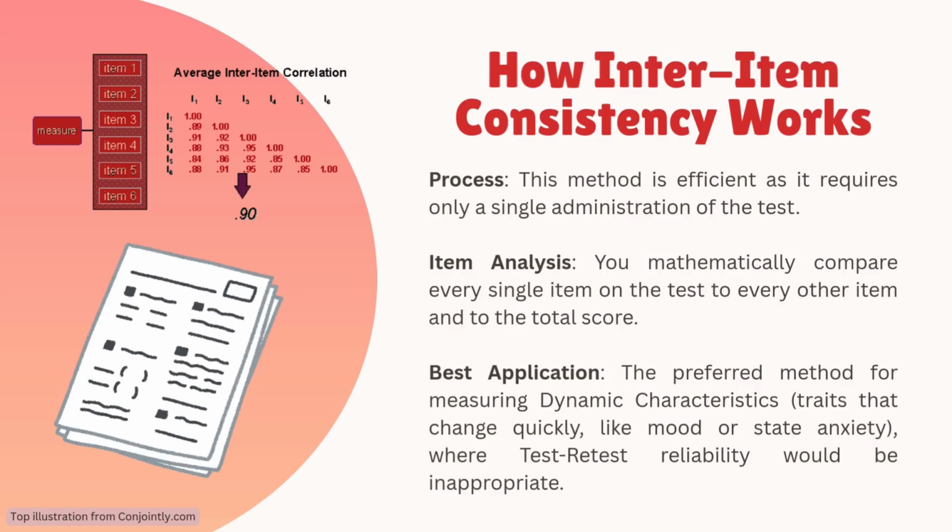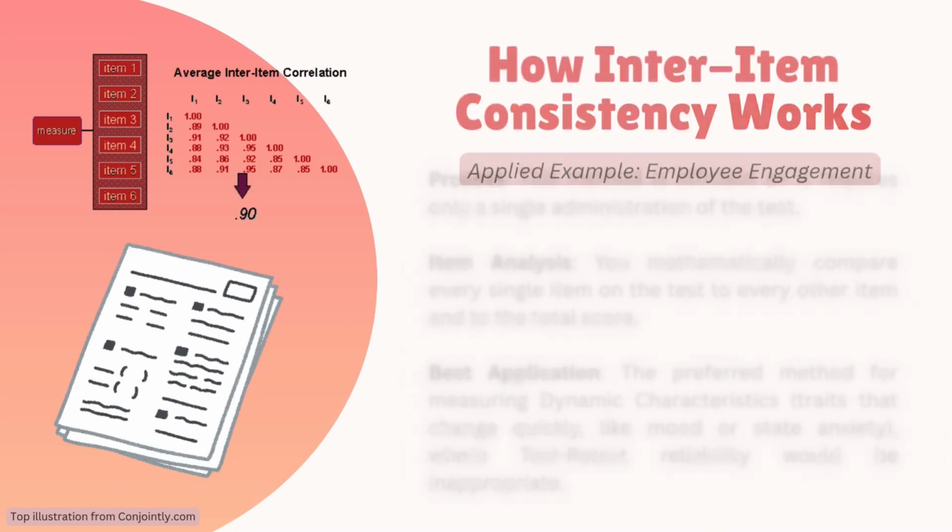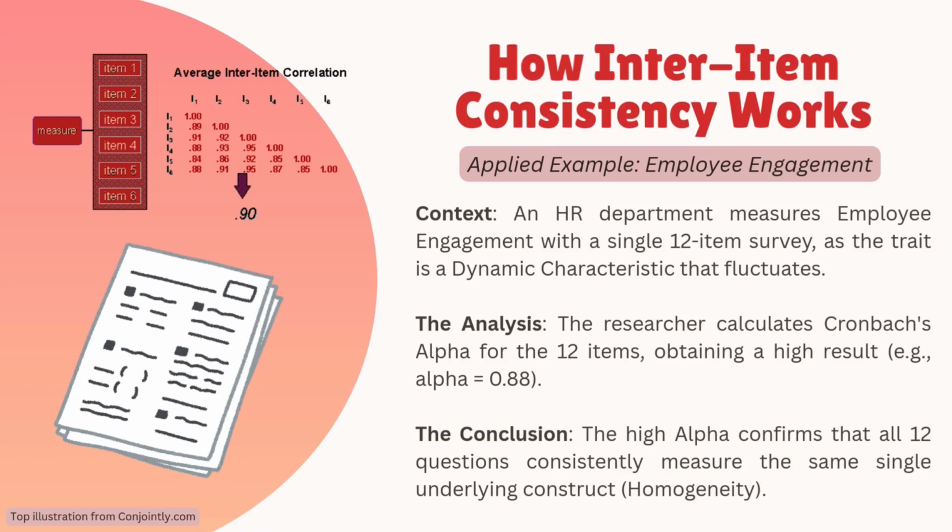So if we look at it in another way, since these traits fluctuate, using test-retest reliability wouldn't make sense, because a change in score might just be a normal change in that less stable trait, like a change in mood, which isn't a reflection that the test is unreliable. So let's go over a real-life example to visualize this better.